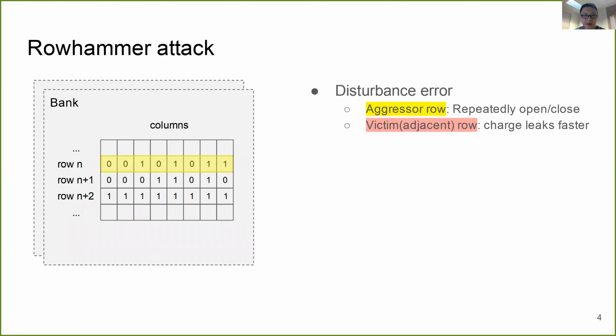In a rowhammer attack, the attacker will try to accelerate the charge leak effect in order to induce disturbance errors intentionally. To do this, the attacker picks an aggressor row, which is marked yellow in the figure, and repeatedly opens and closes the row at a high frequency. This will make the two adjacent rows, also called victim rows, leak charge faster. When the charge leak is faster than the refresh rate, a bit flip may happen in one of the cells of the victim rows. This is how a common rowhammer attack works.